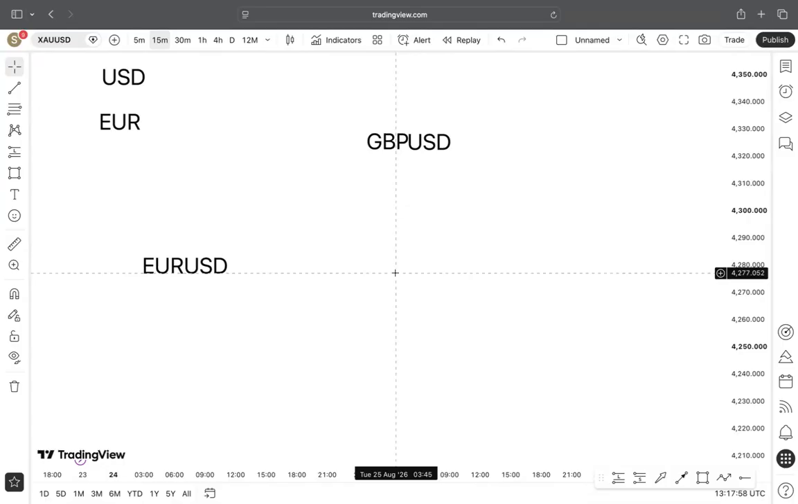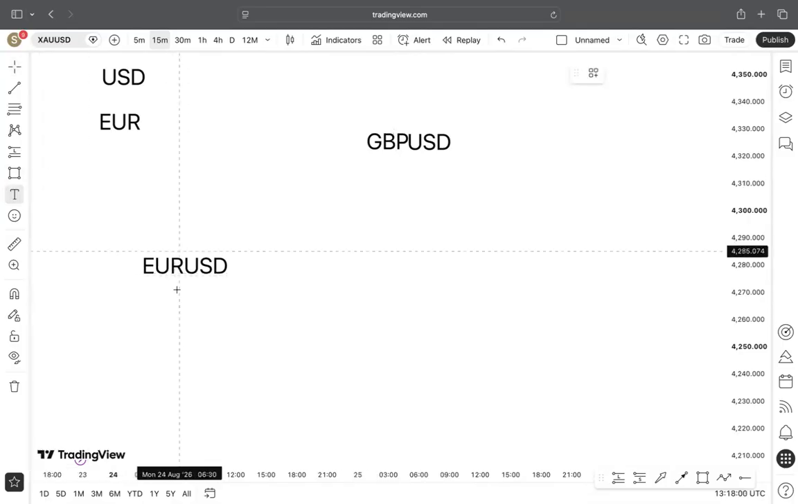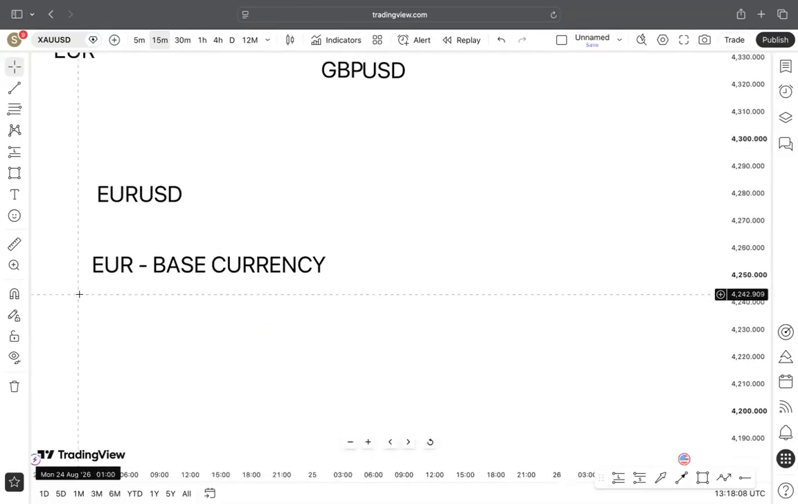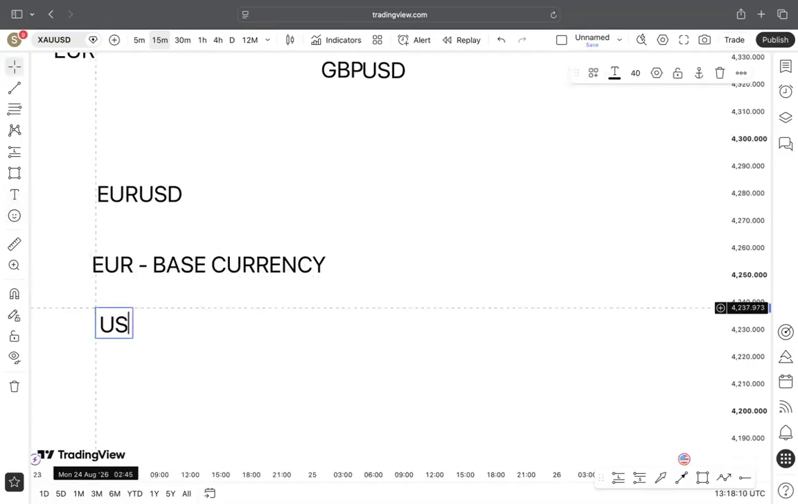Now, the first currency is what we call the base currency. So for this example, the euro, which is the first currency, is what we call the base currency. And then the second currency, which is the USD, is what we call the quote currency, which is also called the counter currency.